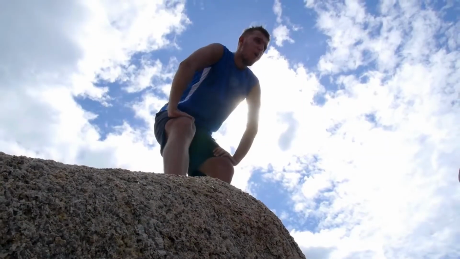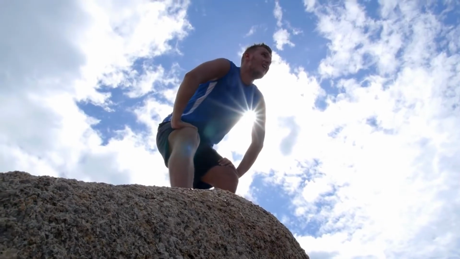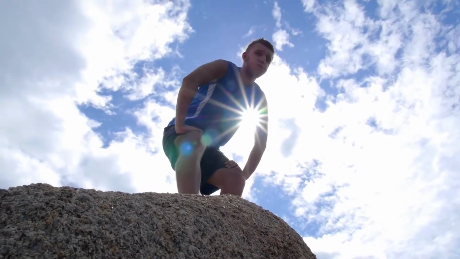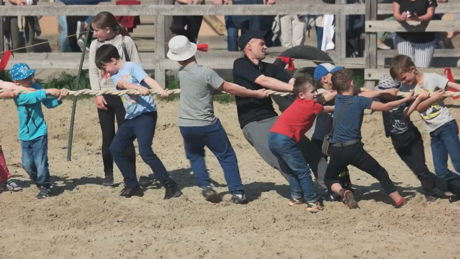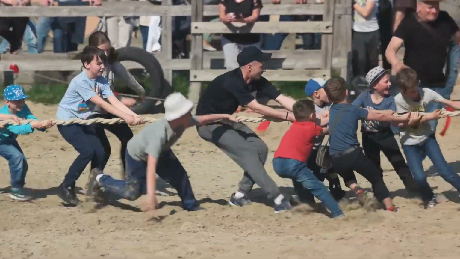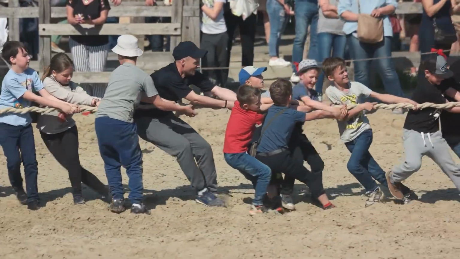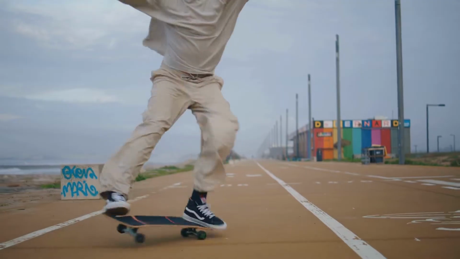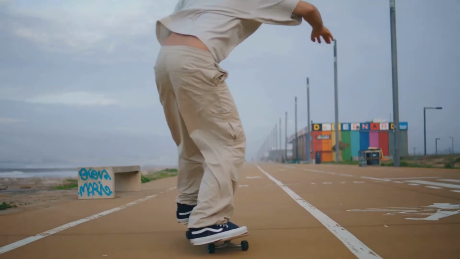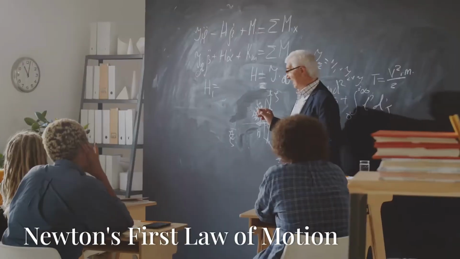When balanced forces act on an object, the object remains at rest or continues to move at a constant speed in a straight line. On the other hand, unbalanced forces are forces that are not equal in size and opposite in direction. When unbalanced forces act on an object, they cause the object to accelerate, decelerate, or change direction.